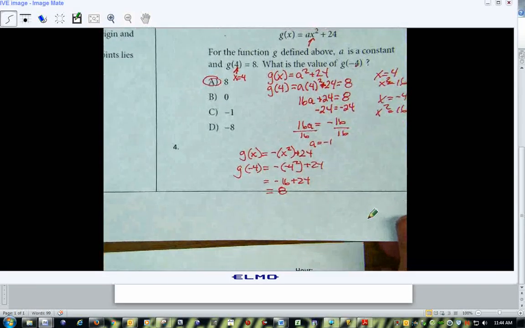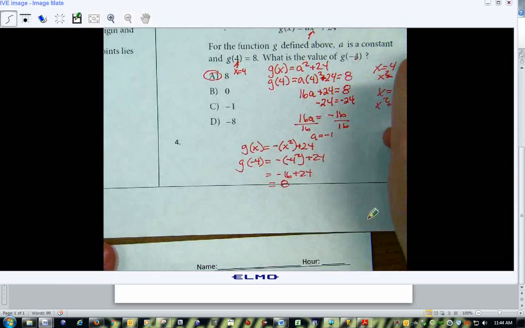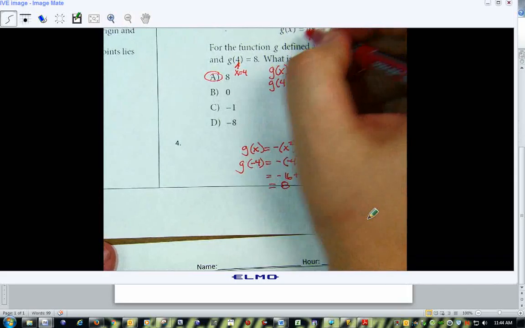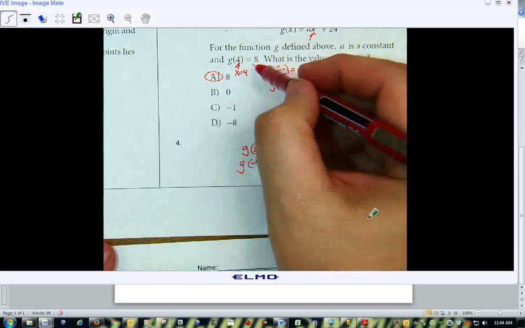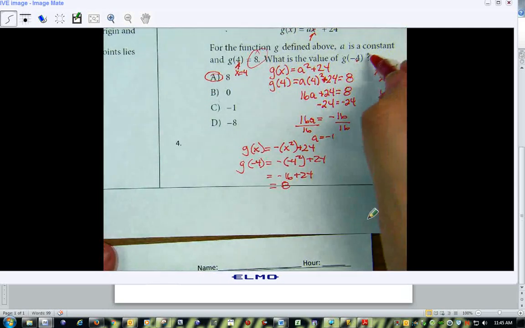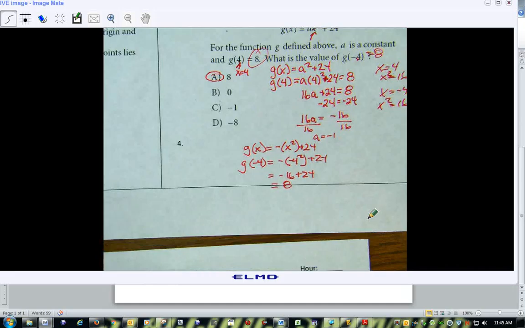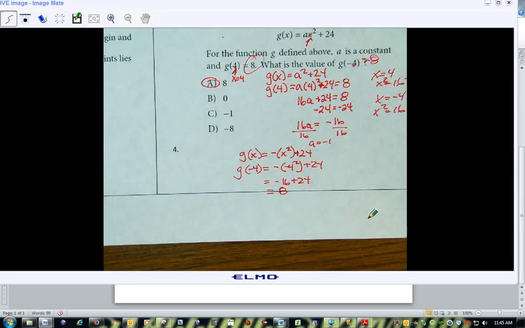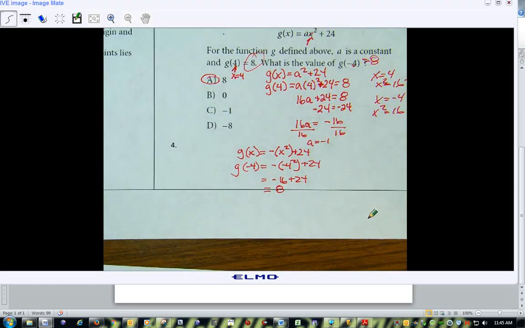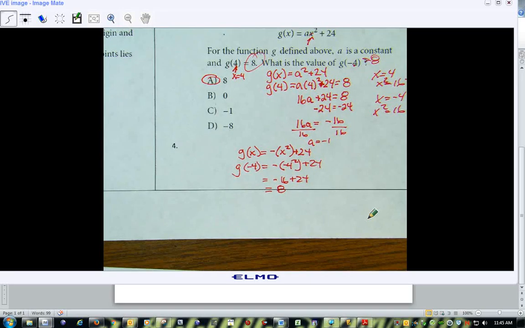So since 16 and 16 are both going in here for 4 and negative 4, I know the answer was 8 here. The answer here has to be 8 because the x squared value is not changing at all. So I don't care what a is. Whatever a was, it happened to be a negative 1. It didn't matter because we would get our answer. Now, I like the backside of this a lot.